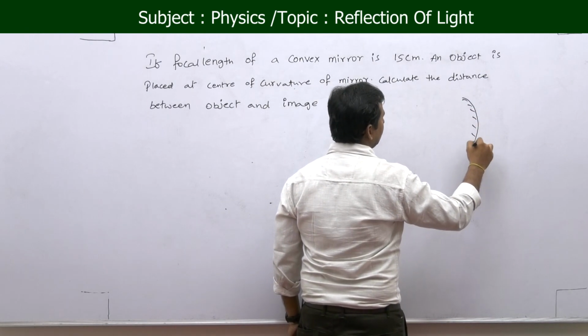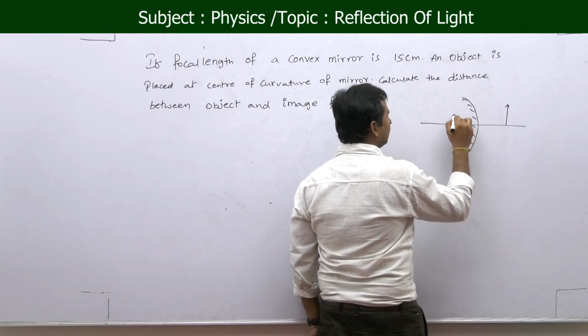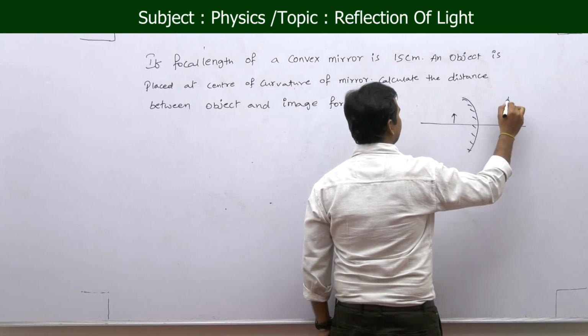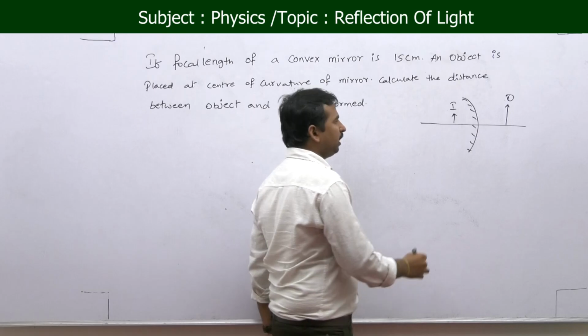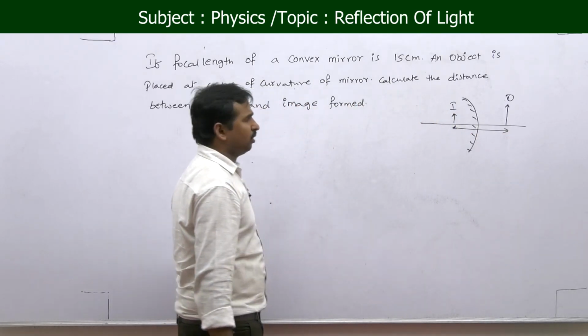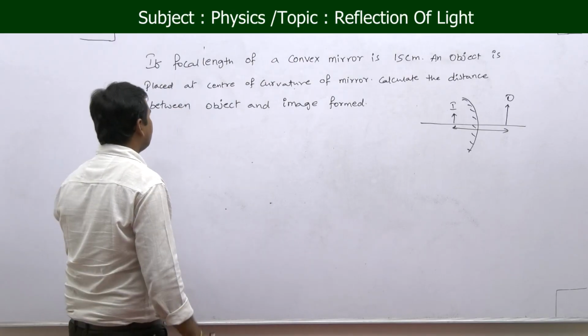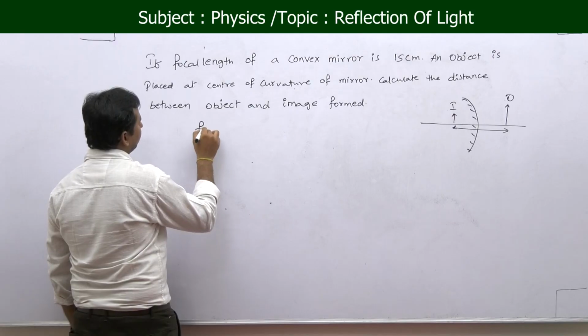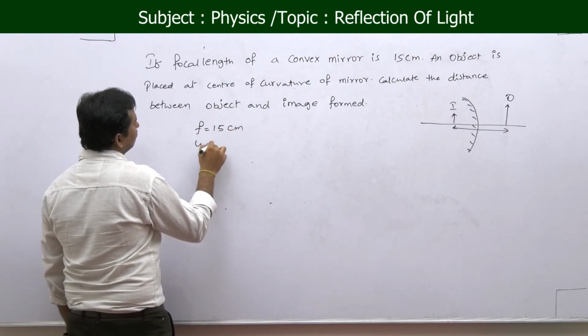For example, if this is the convex mirror and you are taking the object before it, the image is formed behind the mirror there. This is the object and this is the image. And what we need is the distance between the object and the image. Now the focal length is already given as 15 centimeters.